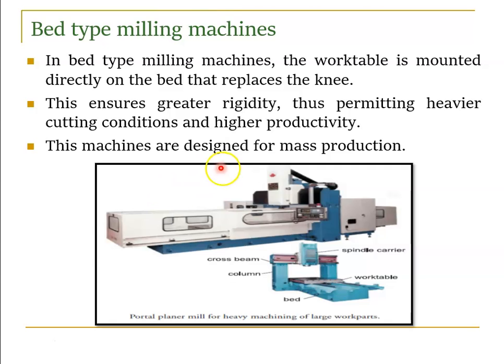Again, the image shows a plain milling machine and a bed type milling machine. This is similar to our planing machine also, right? We have two columns and a cross rail, and at one of the cross rail ends we have a tool head, spindle. So both look the same.